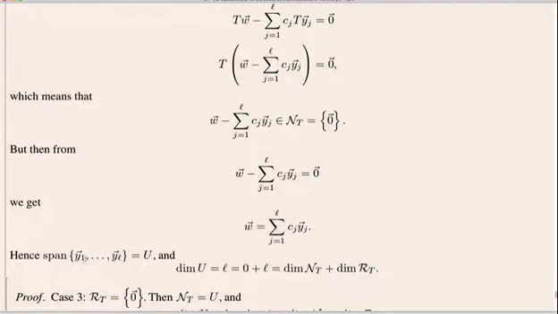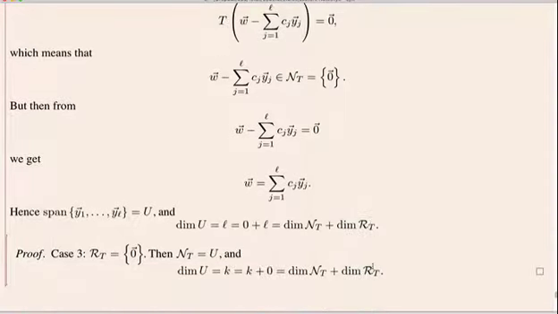We have L of these, and that means that the dimension of U is L. This is great because then L can be written as 0 plus L, where 0 is the dimension of the null space and L is the dimension of the range of T. So this case is also done.